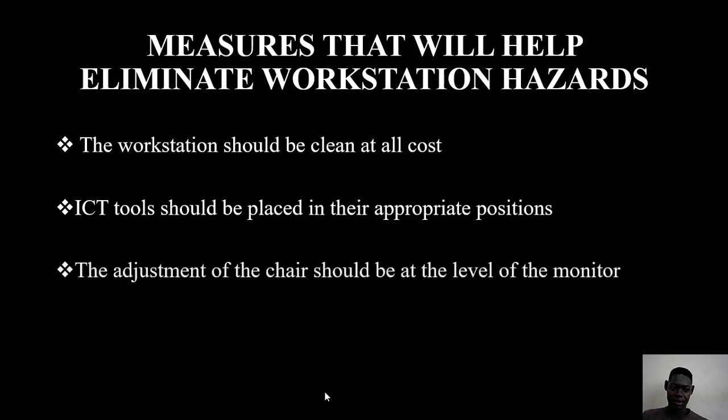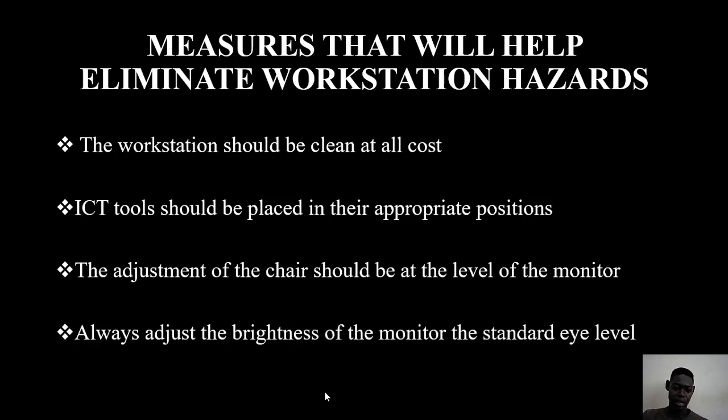Is that all? Another point is the adjustment of the chair should be at the level of the monitor. This means that you should be using adjustable chairs so that you can adjust the chair to be at the level of the monitor to have a good posture when you sit down to use your ICT tools. This will prevent what we mentioned earlier, the back, neck, arm, or other muscular pains.